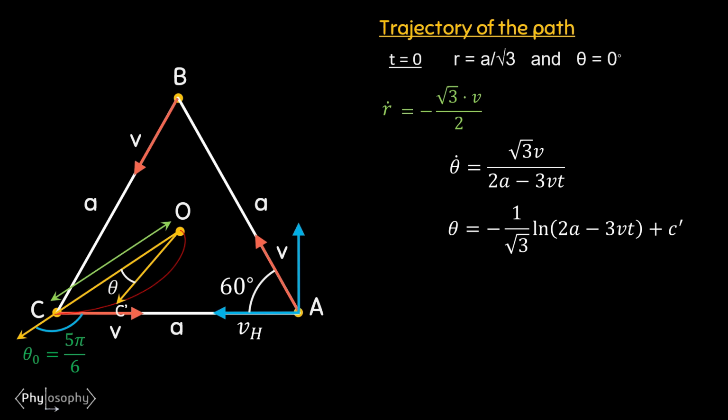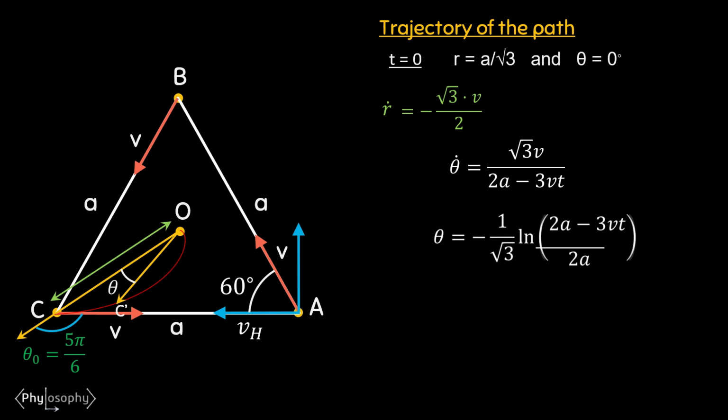Here c′ is an integration constant and we have to evaluate it using the initial conditions. So at t = 0, θ is 0 degree, and using this initial condition, c′ will be 1/√3 log(2a). Now if we replace this, then θ will be -1/√3 log((2a - 3vt)/2a), or this can be written as r = (a/√3) e^(-√3 θ).